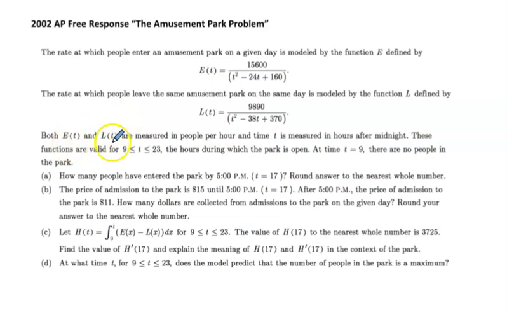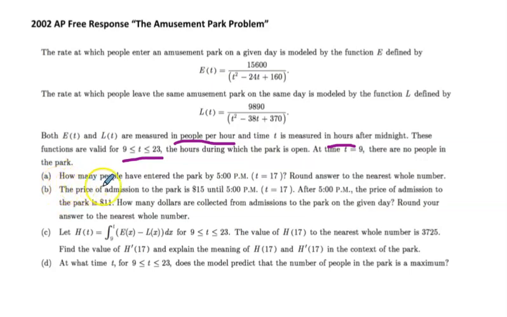So both E of t and L of t are measured in people per hour, and time is measured in hours after midnight. The functions are valid for 9 to 23, which means basically 9 a.m. to 11 p.m. These are the hours that the park is open. At time equals 9 a.m., there are no people in the park, which makes sense. And you would hope that there's nobody in the park at 11 p.m. when the park closes. Let's see how this works.